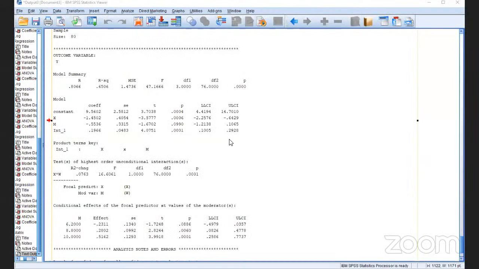Output. This is the output. Now you can see the output. Here, the first table is the model summary.